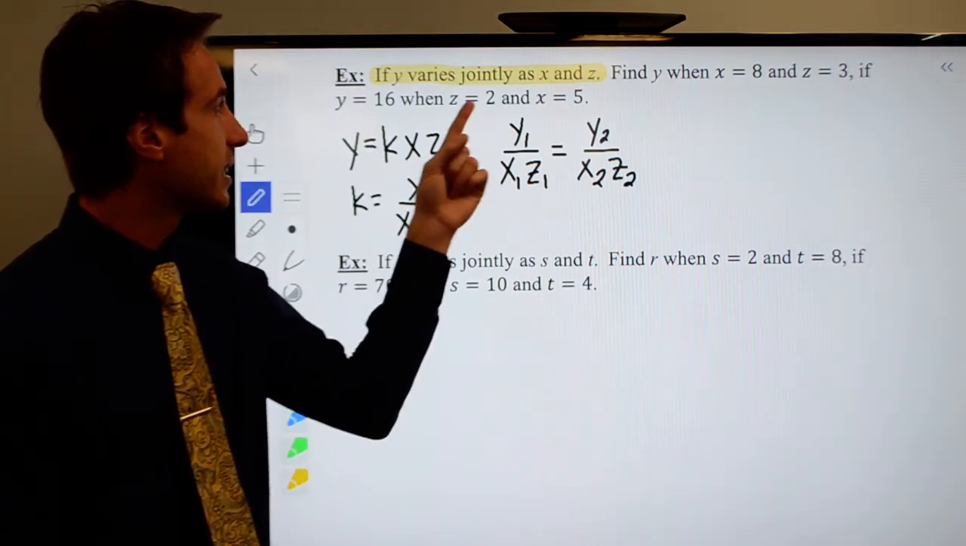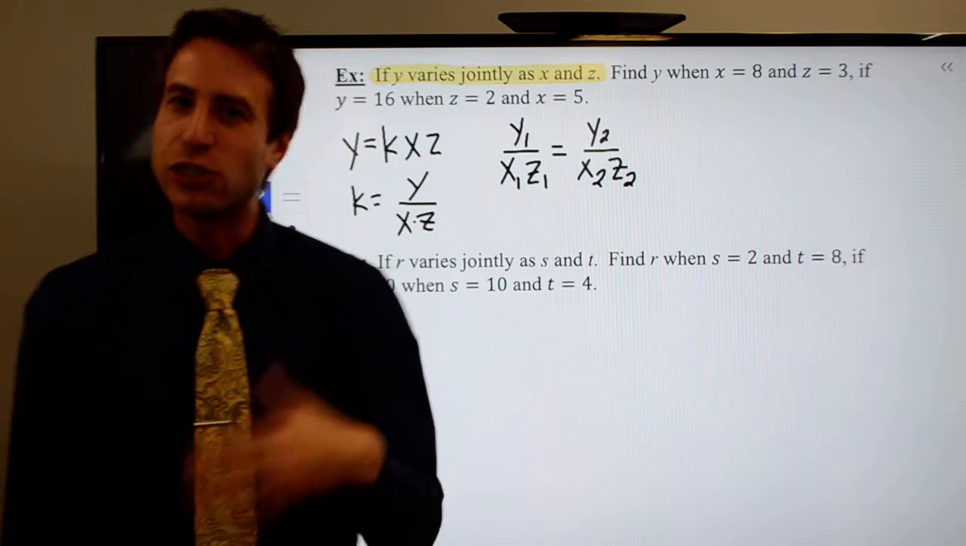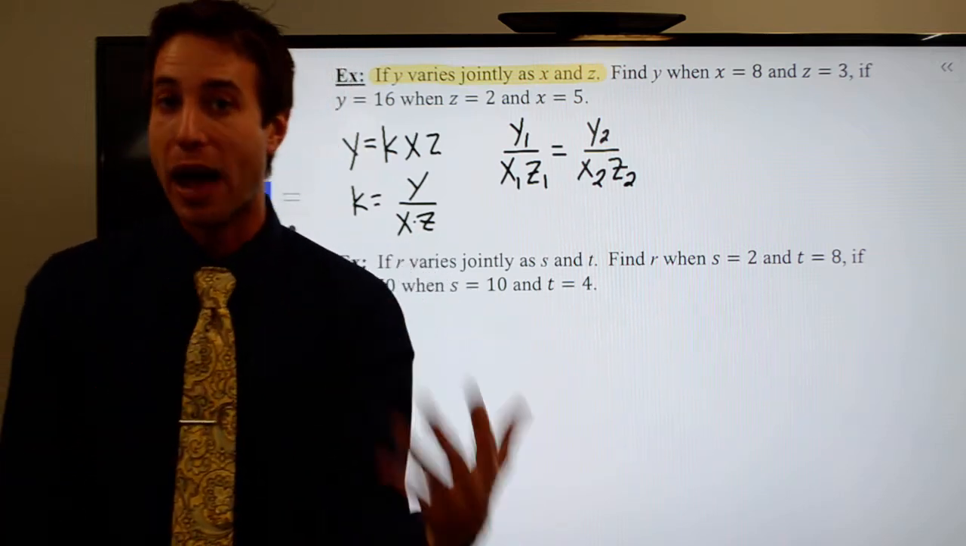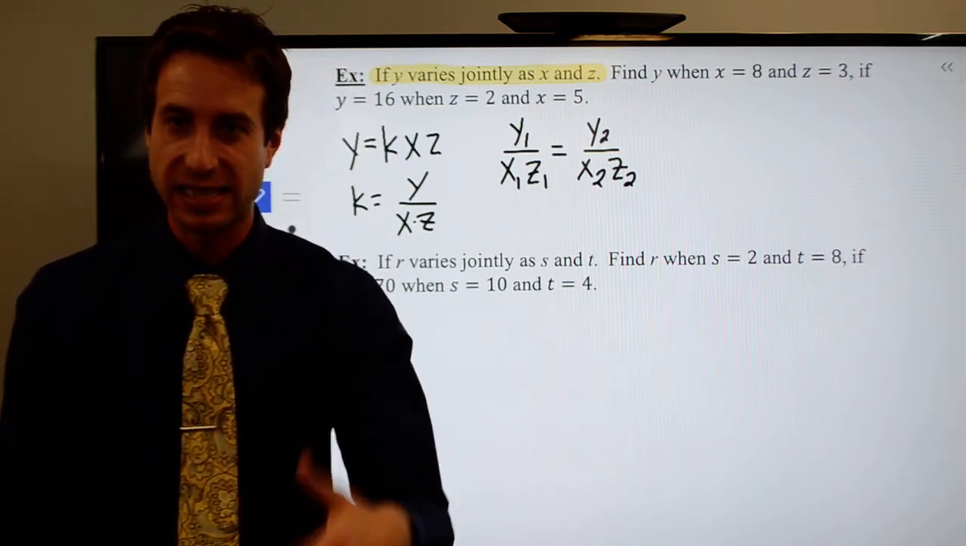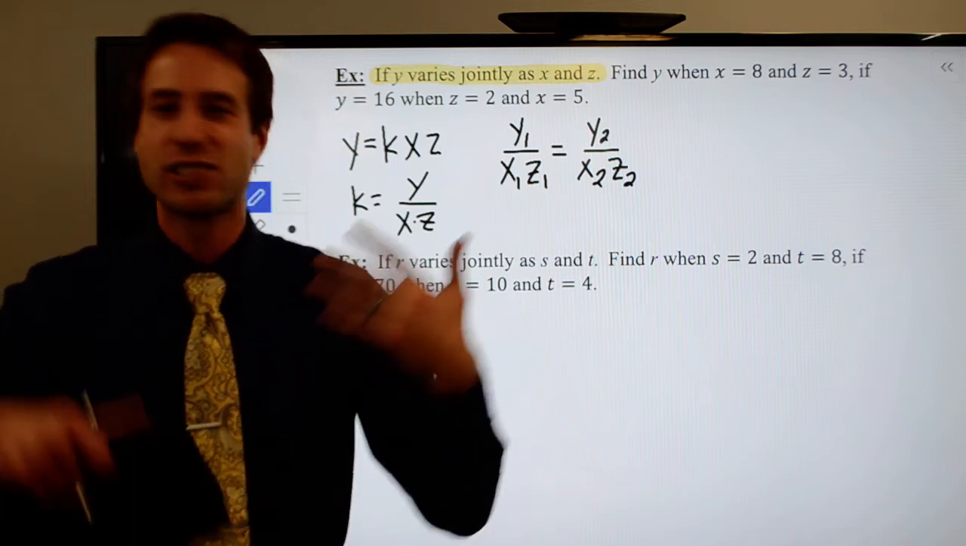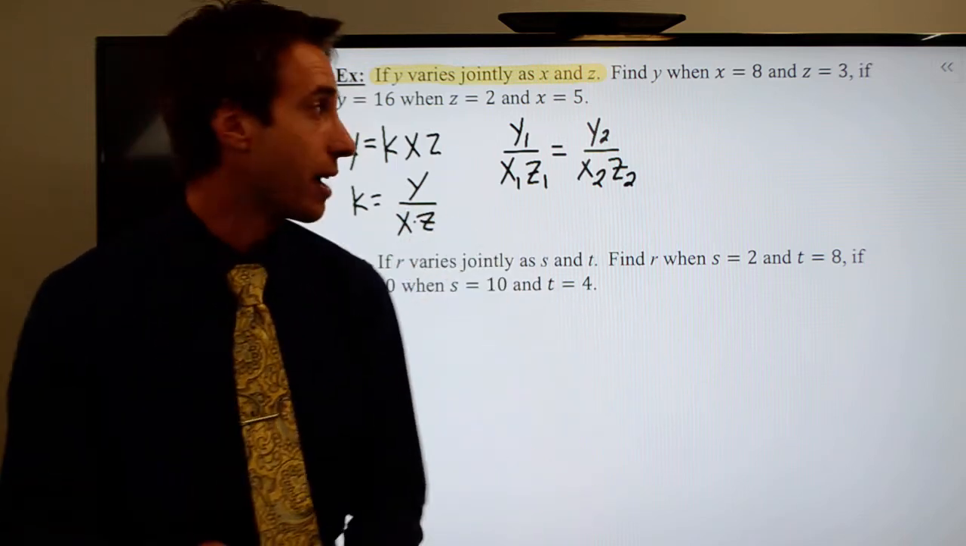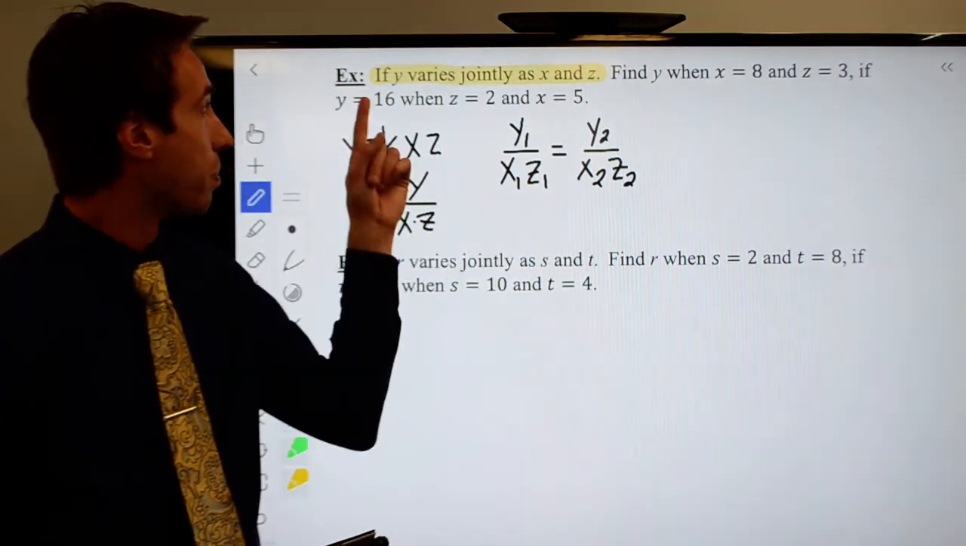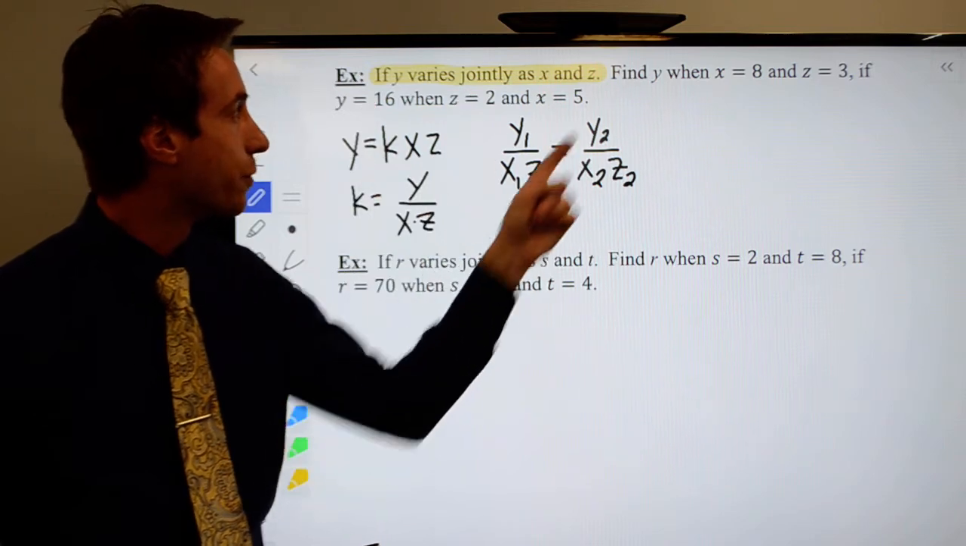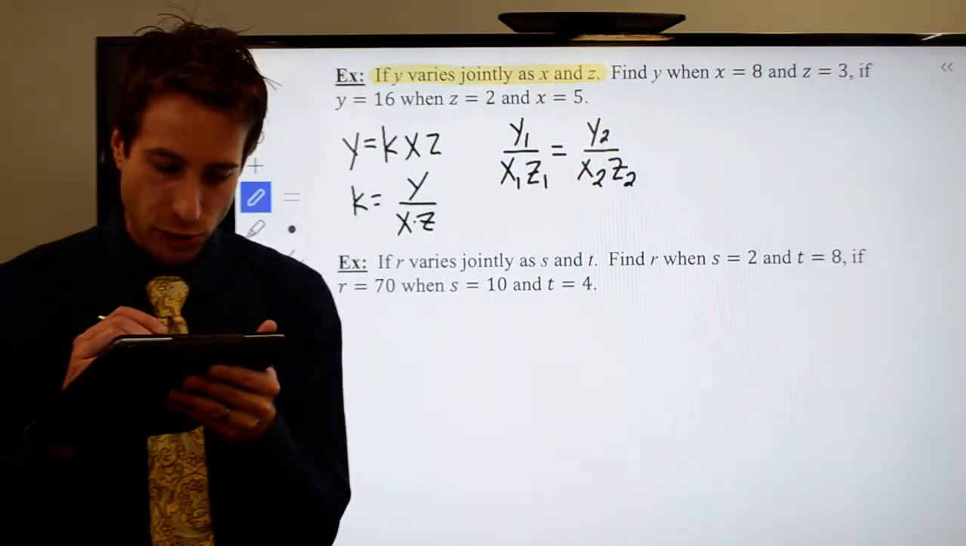Then I tell you y is 16, z is 2, and x is 5. When I know everybody, the y, the x, and the z, I do like to make that my initial, but that's just my preference. You can do whatever you want. So that's what I'll do. I'll plug in a 16 for y, a 2 for z, and a 5 for x. So let me do that.